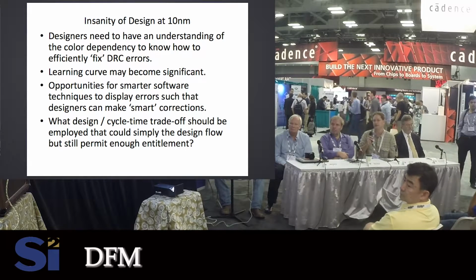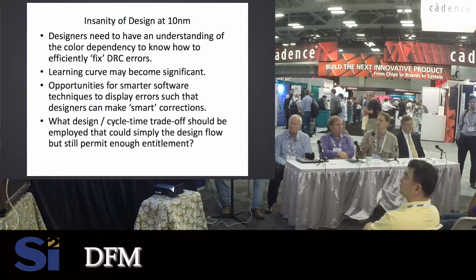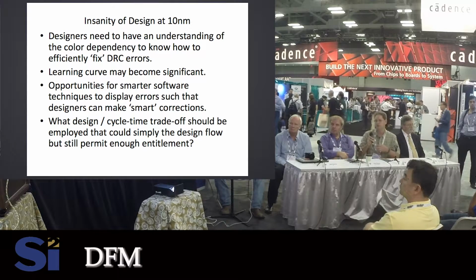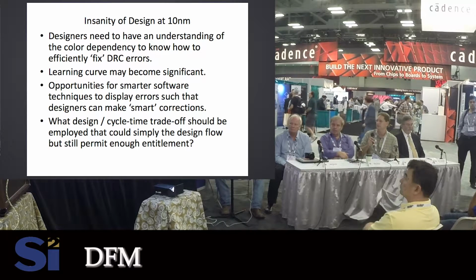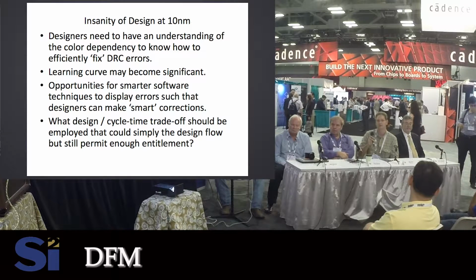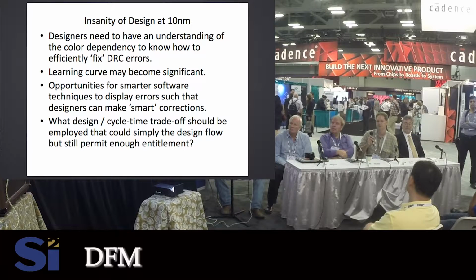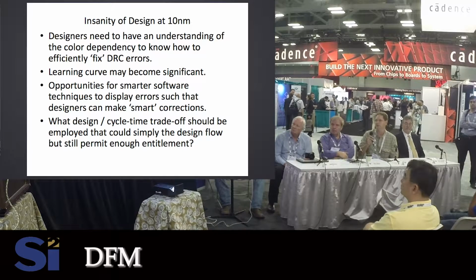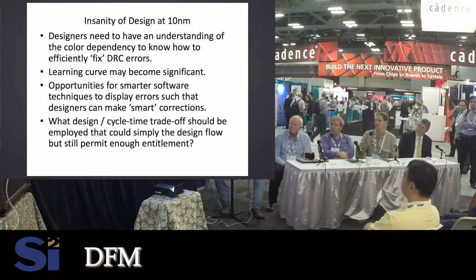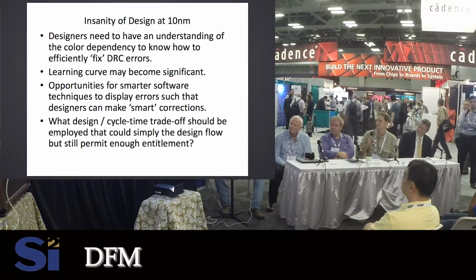The learning curve for the designers can become significant, trying to understand and comprehend this new set of rules that they have to know about. It's not as simple as just drawing one metal layer and running the design rule checks. So that's where the opportunities for smarter software techniques come in to display errors such that the designers can make the smart corrections without having to move too many different vias and metal lines to make it an efficient design.